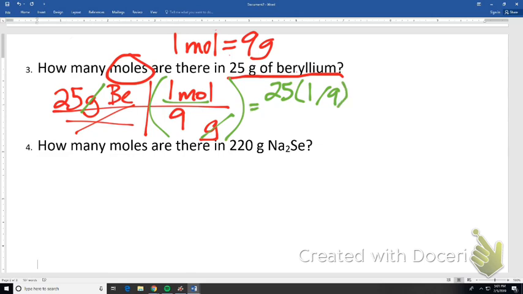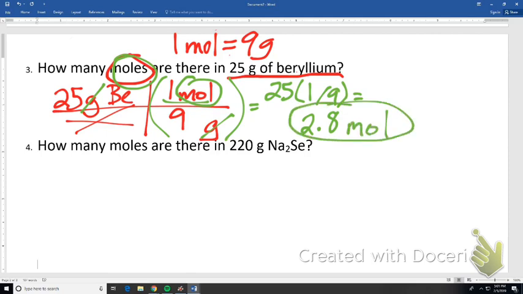And I get 2.7777. Let's just say 2.8. And what unit we have is whatever's left over. Notice, whatever's in my top right is also the thing I circled. So they should match. And that way I know my answer should be moles. Perfect. So let's do the same thing again, but with a compound.